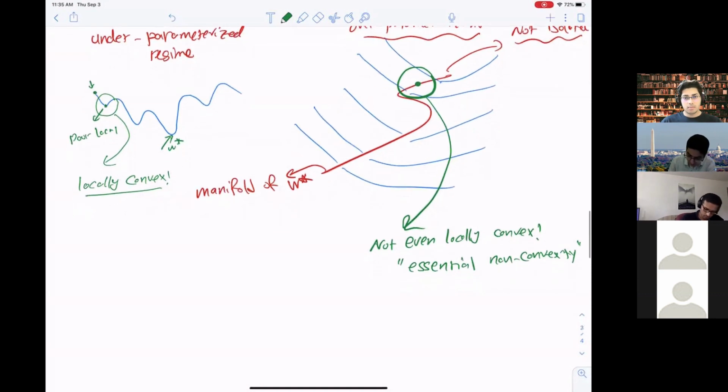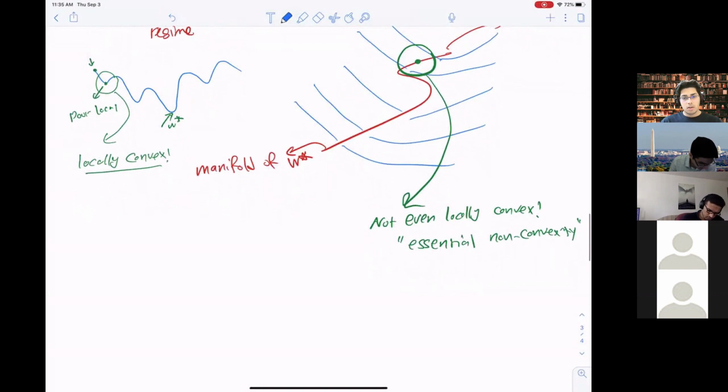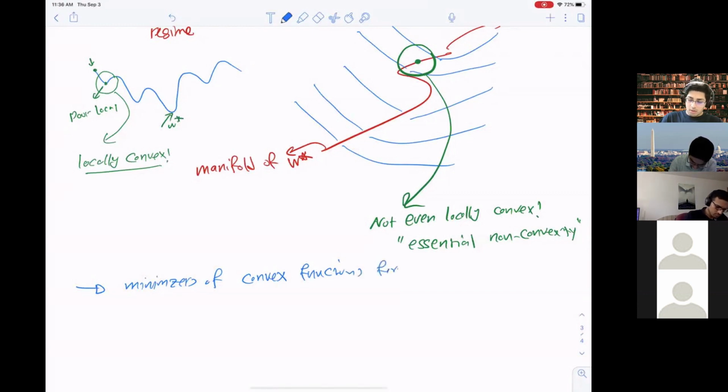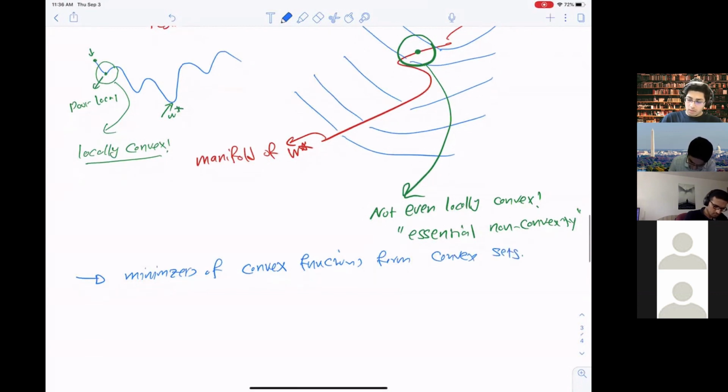So why is this the case? Let me explain this at a high level. So first of all, we know minimizers of convex functions form convex sets. Now let's look at basically a manifold of W star with curvature.